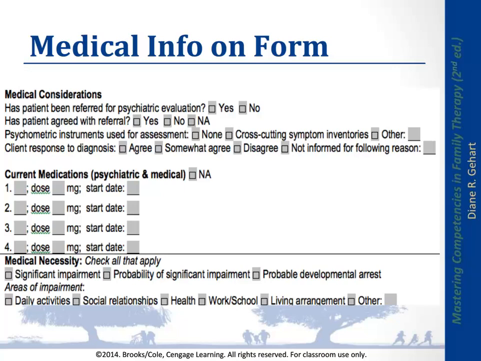So here you can see the place in the form where you indicate whether the person's been referred out for the psychiatric evaluation, whether they agreed, whether you used any psychometric instruments for your assessment, including the cross-cutting symptom inventories, and then the client's response to the diagnosis and or any feedback related to that. And here's where you can list the current medications, and then at the bottom here you can see where you would indicate medical necessity, and you can check all that apply. Again, here you have the significant impairment, probability of significant impairment, or probable developmental arrest, and then the areas of impairment. So you can just check those off as they apply to your client.